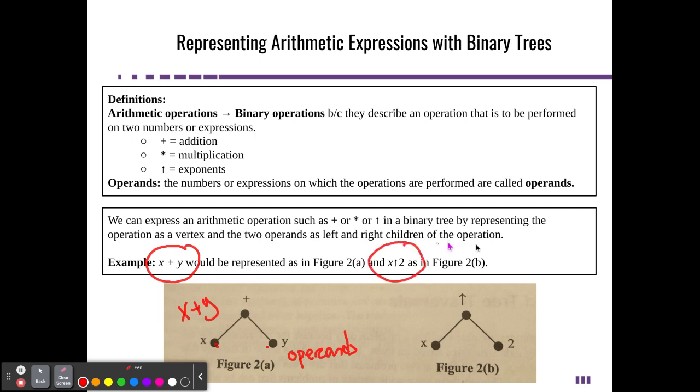If we wanted to do x squared, so x to the second power, we would have our two operands down here. So these are our operands on the bottom. And then we have our binary operation up here at the top. And so this would literally mean x to the second power.